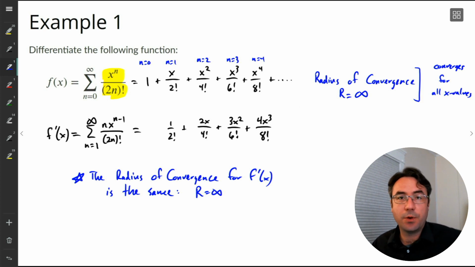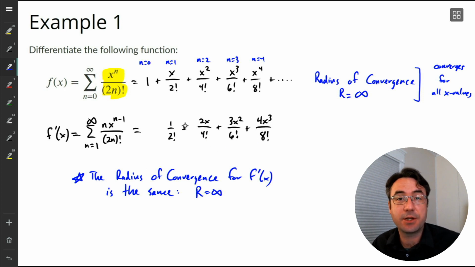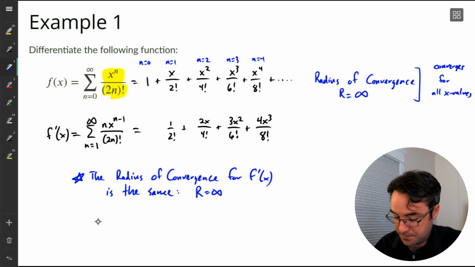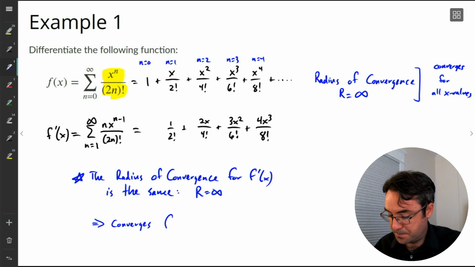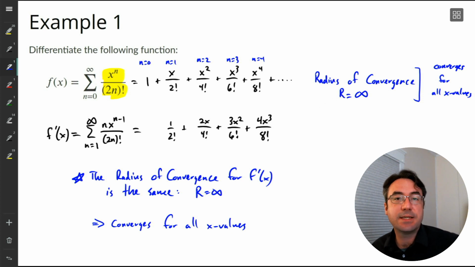So there's really no endpoints to worry about on our interval. We could think of it the same way for f prime. So f prime, this brand new power series, is going to converge for all x values. All right, so differentiating a power series is not too bad, and it preserves a lot of the work that we would normally do. So finding the radius of convergence, if we differentiate, it's going to be the exact same radius of convergence. So that's kind of nice.